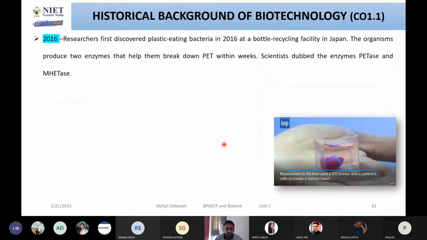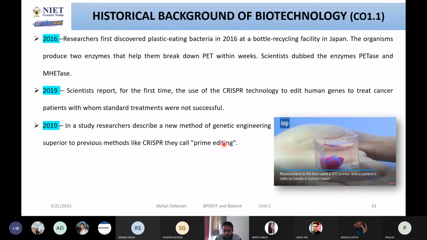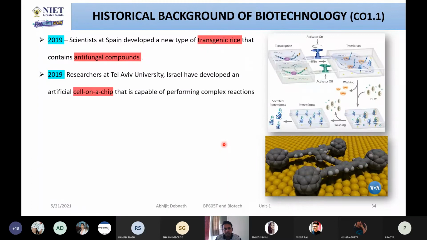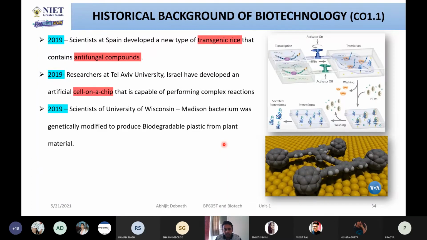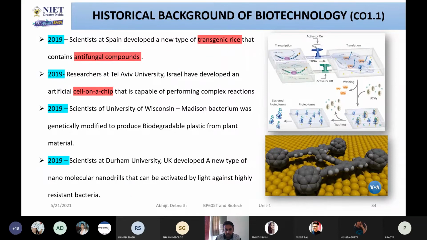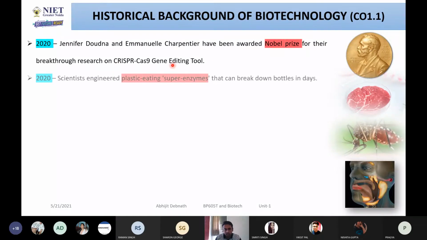So after discussing all those things, I told you what has happened in very recent times, from cancer genomics to prime editing to 3D printed heart to transgenic rice and antifungal compound and lab on chip. Then I also told you that genetic modification produced biodegradable plastic from plant material, then a type of nanodrill that can be activated by light against highly resistant bacteria. I also told you that the Nobel Prize was given for the discovery of CRISPR-Cas9 technology, that is a gene editing tool. And then a plastic eating super enzyme was also identified.